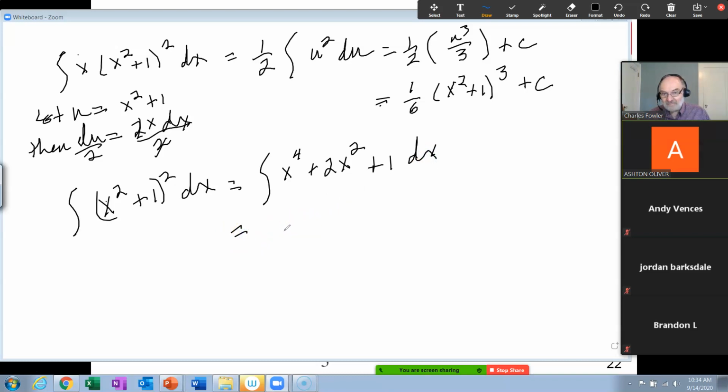What would this be? The antiderivative of x to the 4th would be x to the 5th over 5, that's just the power rule, plus 2x cubed over 3, plus x, plus c. So don't force a u substitution when it won't work. Try something else, like multiplying them together.